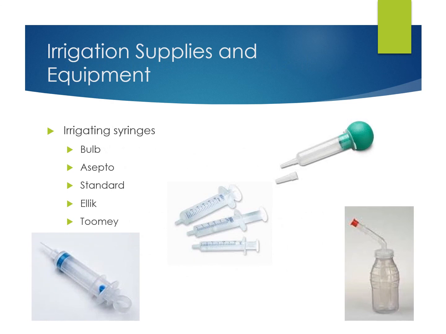So there are different supplies that you will need when you're irrigating. It depends a lot of times on how big the surgical site is, what you're going to use. Something small like a hand, you might just use a regular syringe to irrigate that out. If you're doing something a little bit larger, maybe like a foot, you can use the Asepto listed or shown right here.